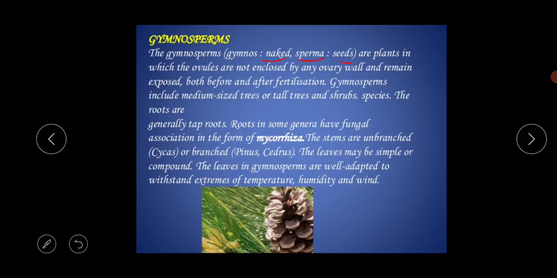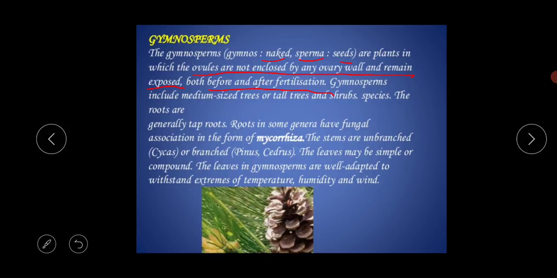Gymnosperms are plants in which the ovules are not enclosed by any ovary wall and remain exposed both before and after fertilization. These gymnosperms include medium-sized trees or tall trees and shrub species also.